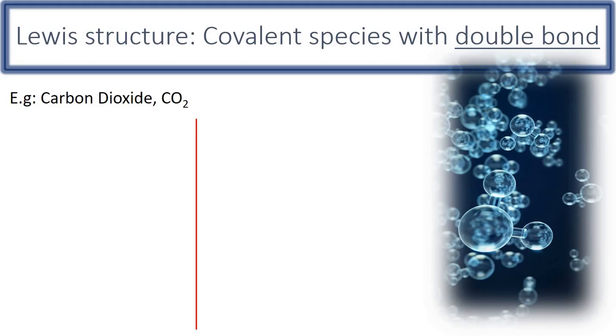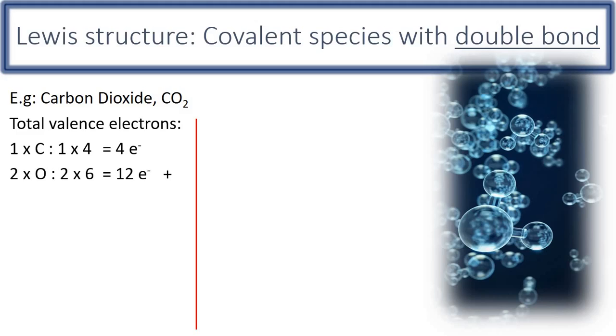Moving into the next example, carbon dioxide, CO2. Carbon dioxide is a covalent species with double bonds. First, calculate the total number of valence electrons in carbon dioxide. One carbon atom has 4 valence electrons, whereas 2 oxygen atoms with 6 valence electrons each add up to 12 valence electrons. Therefore, we have 16 valence electrons in total. That was the first step. Next, place the carbon atom as the central atom. This was the second step.